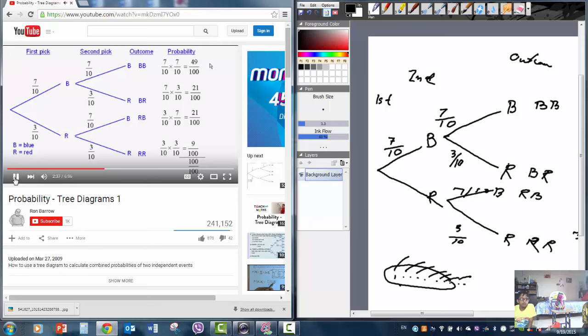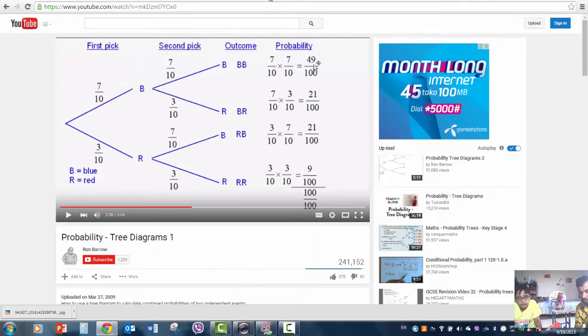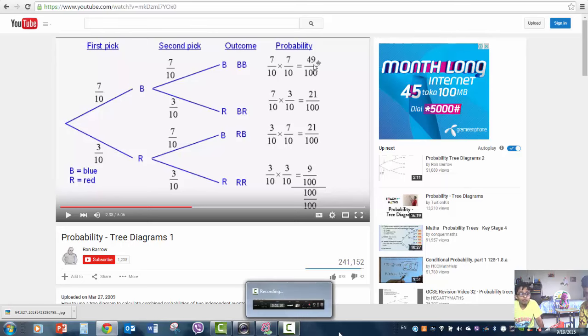It's always a good idea to do a check here. Practically, there's 40% more chance you're going to pick up a blue ball than a red one. Yes, because this probability is being calculated out of 100. So basically, if you add all of them, you'll see that all of these percentages will add up to 100%.